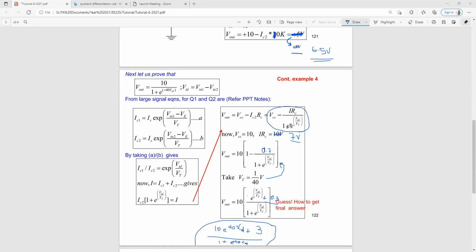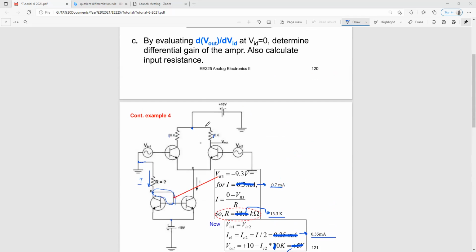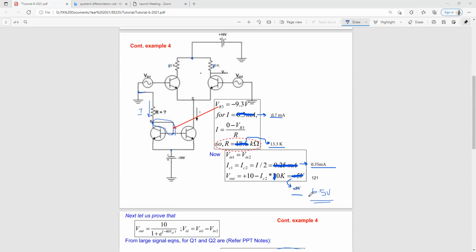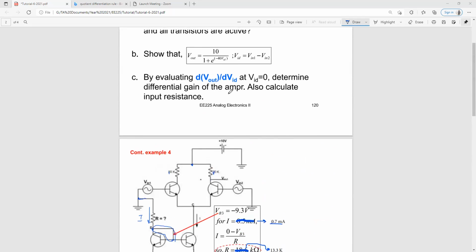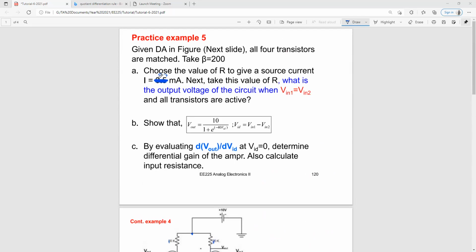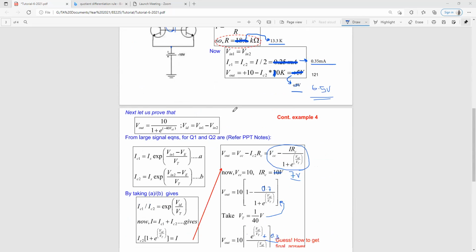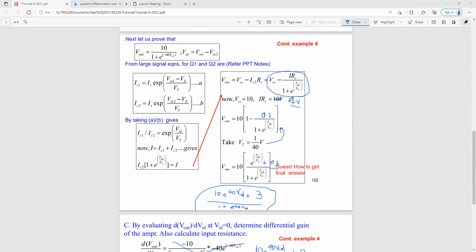Okay, so now we know our VCC is equal to 10 volts. Our I times RC value: remember our RC value is 10K and our I value is 0.7 milliamps. So 0.7 milliamps times 10K is going to give us 7 volts. Once we have these two terms, we can directly substitute these two values into this equation. So we'll be having (10 minus 7) upon (1 plus e to the power of VID divided by VT).